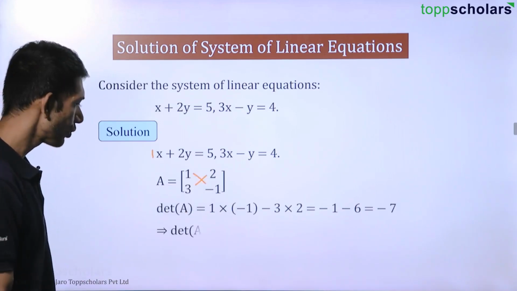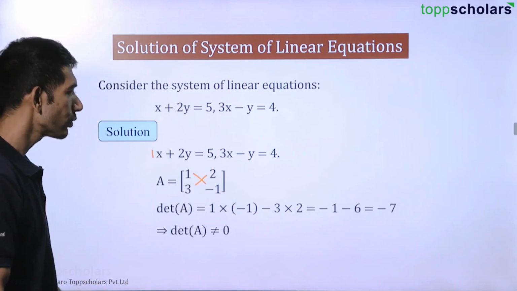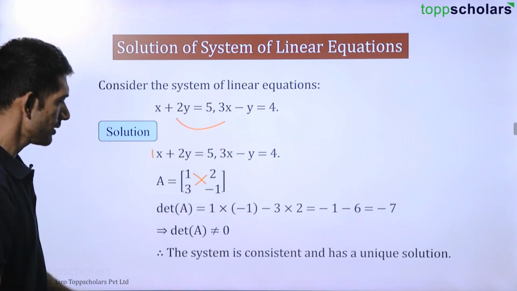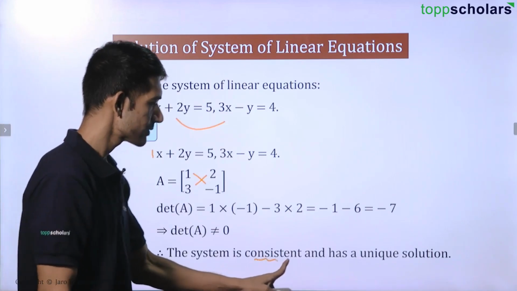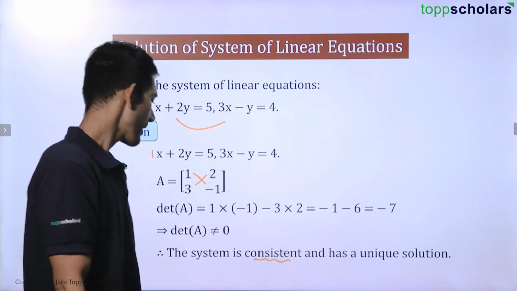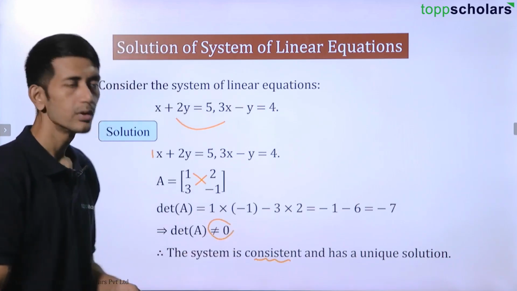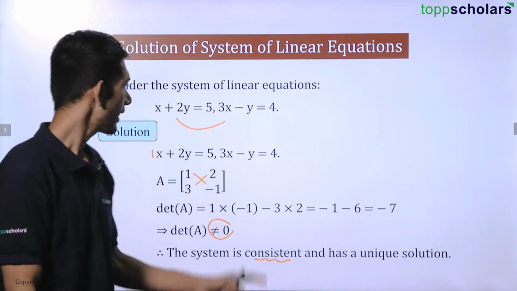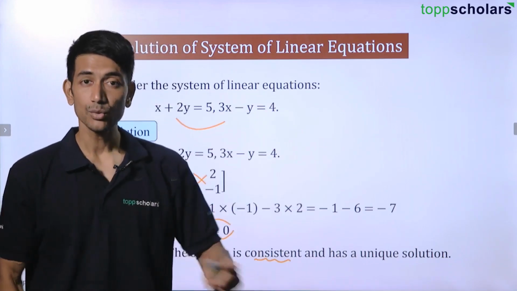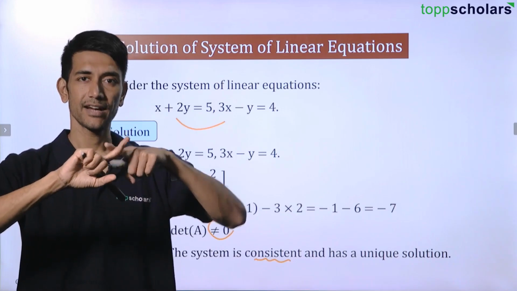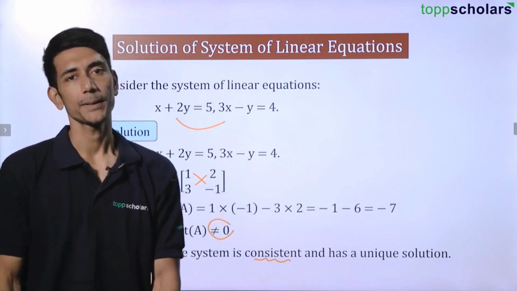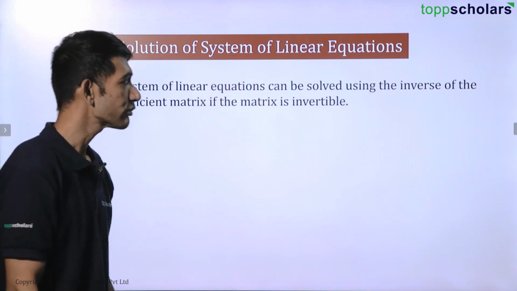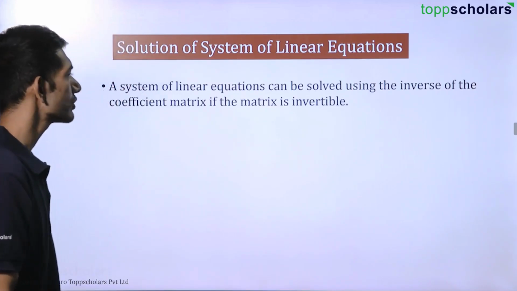Is it equal to 0? No. The determinant is not equal to 0. So what can we say about this? We can say that the system is consistent, and whenever we get the determinant not equal to 0, it has a unique solution. So the solution is unique. That means if you solve this, these two lines are intersecting lines and you will have only one value of x and y.